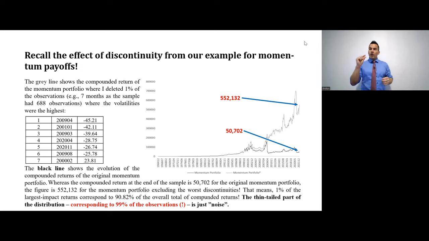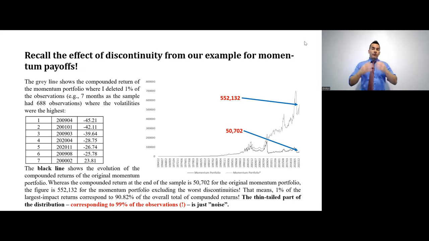So we have seen that only 1% of the observations, again, this is our discontinuity, make up more than 90% of the overall total compounded returns. Okay, so a very, very small fraction of observations makes up the overall compounded return. What that means in turn is that the thin tail part of the distribution, which corresponds to 99% of the observations, is just noise. So 99% of the sample observations correspond to less than 10% of the overall total of compounded returns. So the thin tail part doesn't really matter, okay? It's only this 1% of observations that actually really matters.